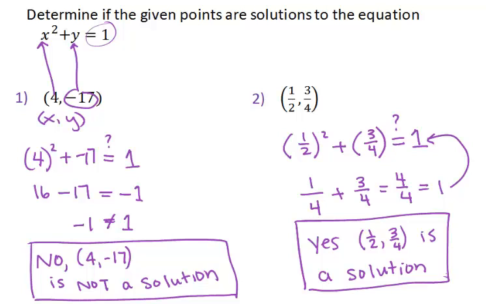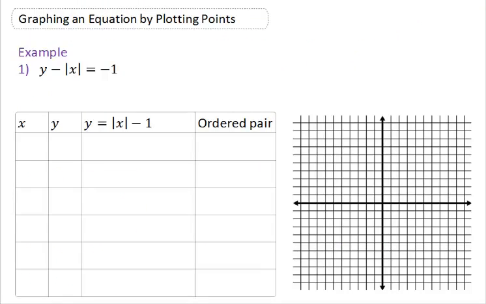Now that we know how to use substitution to verify if points are or are not on the graph, we want to come up with our own points. So I have example 1 here, y minus the absolute value of x is equal to negative 1. The best way to graph these, as far as we know right now, is to just create a whole bunch of ordered pairs, or points, plot those points, and then connect the dots.